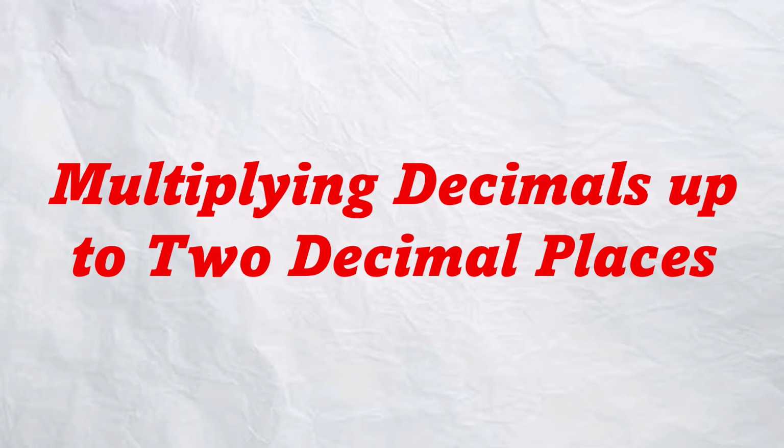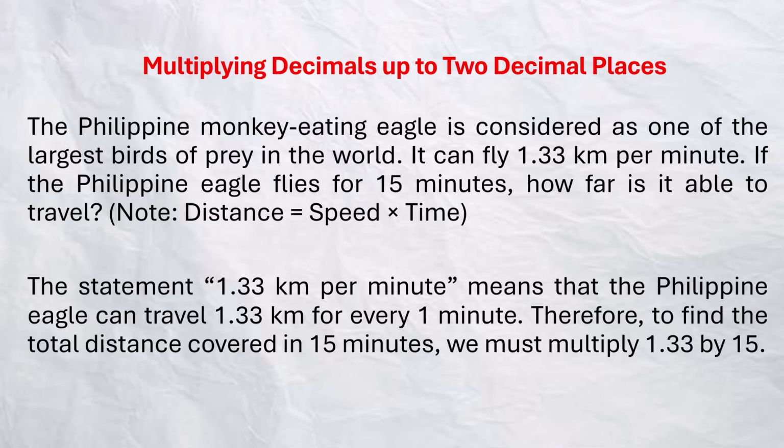For today's lesson, we'll be discussing multiplying decimals up to 2 decimal places. Let us have this problem. The Philippine monkey-eating eagle is considered as one of the largest birds of prey in the world. It can fly 1.33 kilometers per minute. If the Philippine eagle flies for 15 minutes, how far is it able to travel?